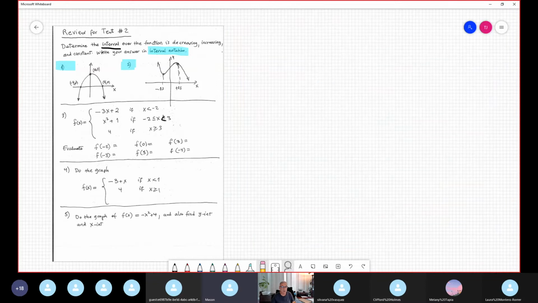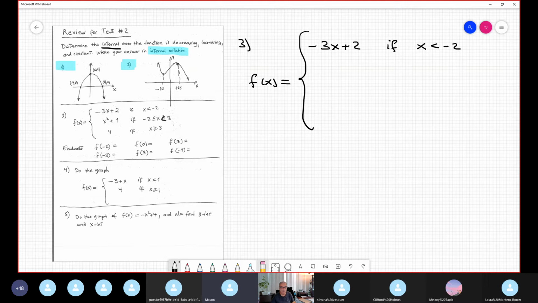I like that. Number 3 is a piecewise defined function. Okay, I want to copy f of x is equal. We have 3 pieces: minus 3x plus 2, and this piece is valid if the x that you want to evaluate is less than negative 2. X squared plus 1 if the x is between negative 2 and positive 3, but include negative 2, so I put an equal sign. This equal is extremely important.